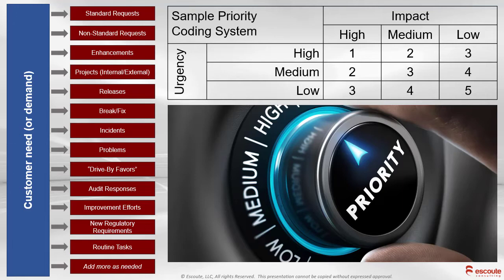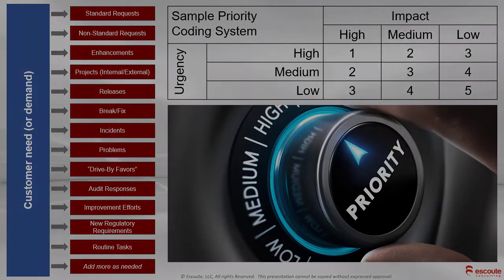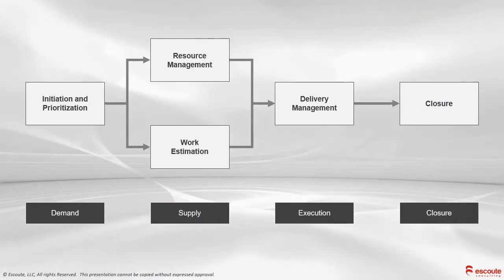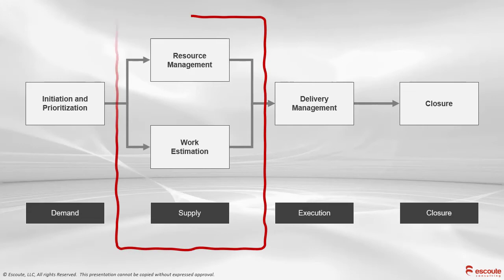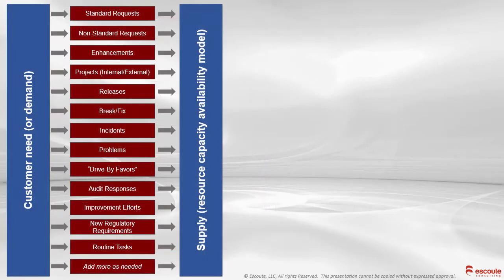What I suggest to you is to get your business involved in prioritizing these efforts coming in, because remember, that is key here. So remember, we talked about our overall cycle of demand, supply, execution, and closure. This module deals specifically with resource management and work estimation. Let's go back to our model.